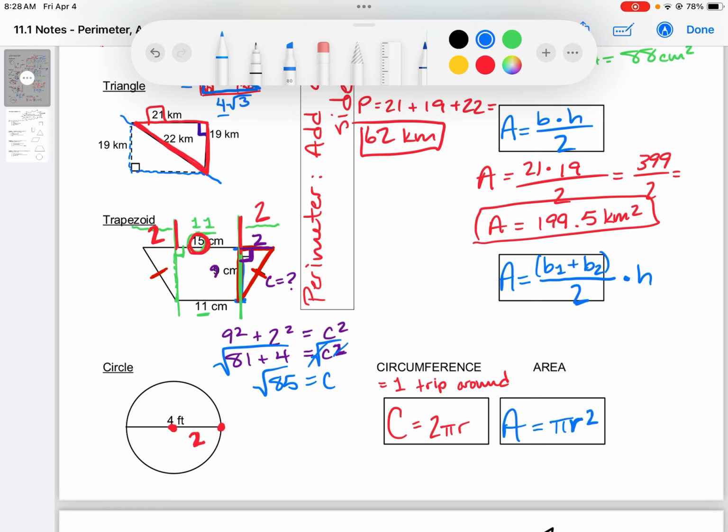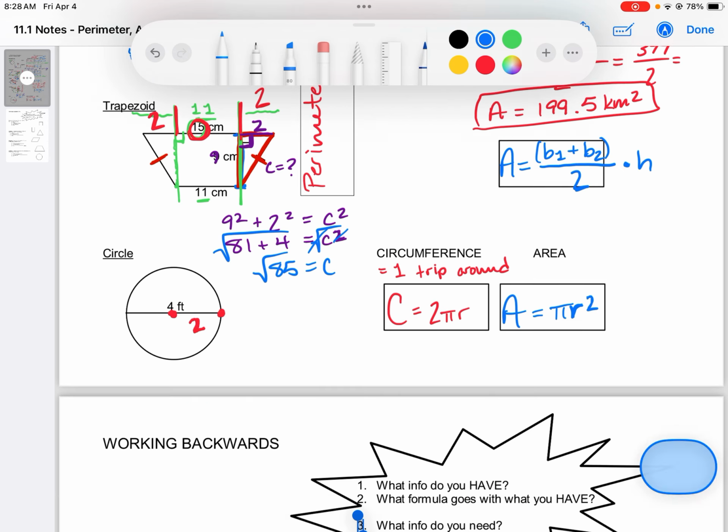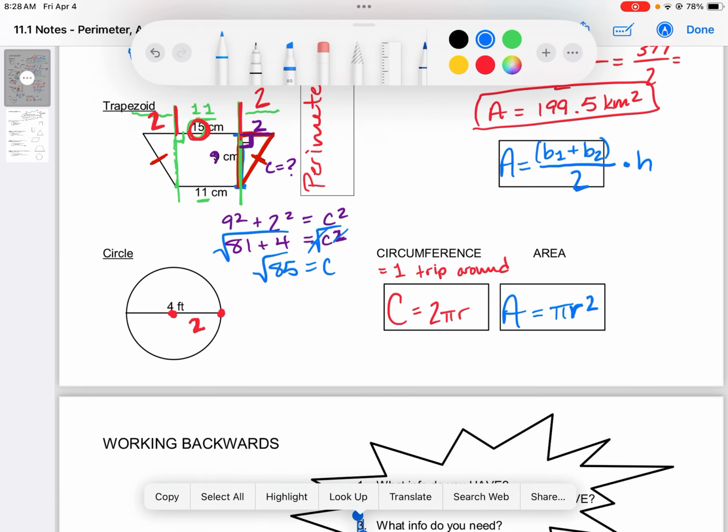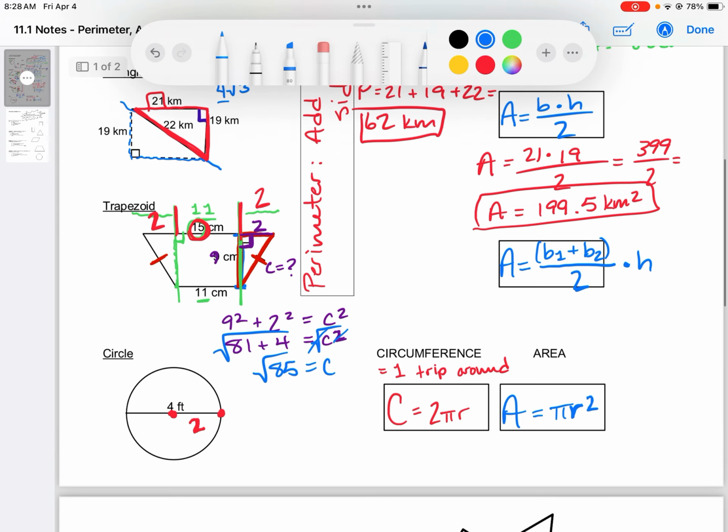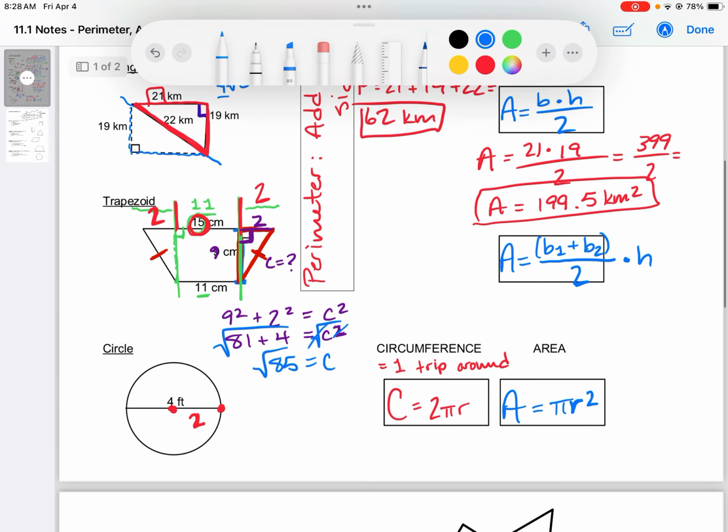hypotenuse. And if you tried to break that down and simplify it, there's no crossouts or kickouts that can happen. So we're going to leave it as square root of 85. Sorry, my iPad's kind of messing up.